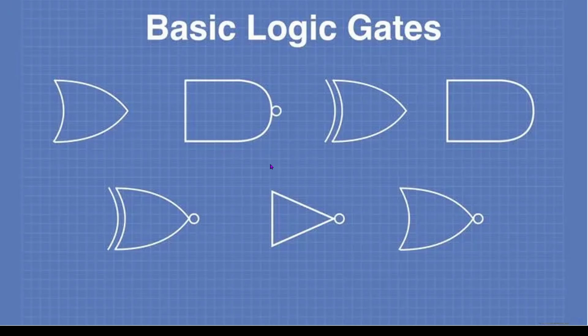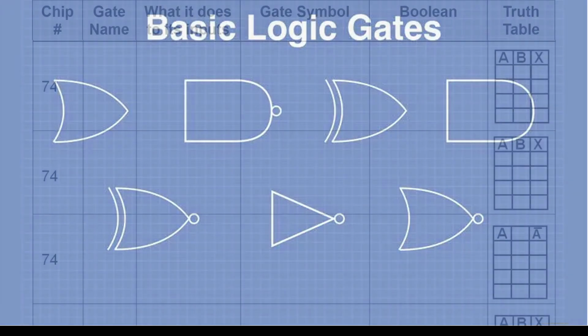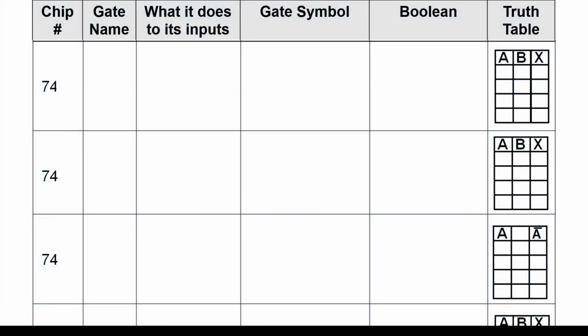And so you'll need a summary sheet, and I've given my students a copy of this one. This actually has places to put different pieces of information about each gate. We're going to be talking about the number on the chip. There's a lot of numbers, but the one we're interested in is the 74XX number. We'll talk about that in a minute.